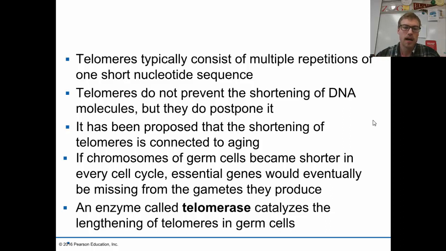It has been proposed that the shortening of telomeres is connected to aging, and the chromosomes of germ cells have a special enzyme called telomerase, which lengthens the telomeres in order to make sure that your gametes are always containing all of the genes that they need.